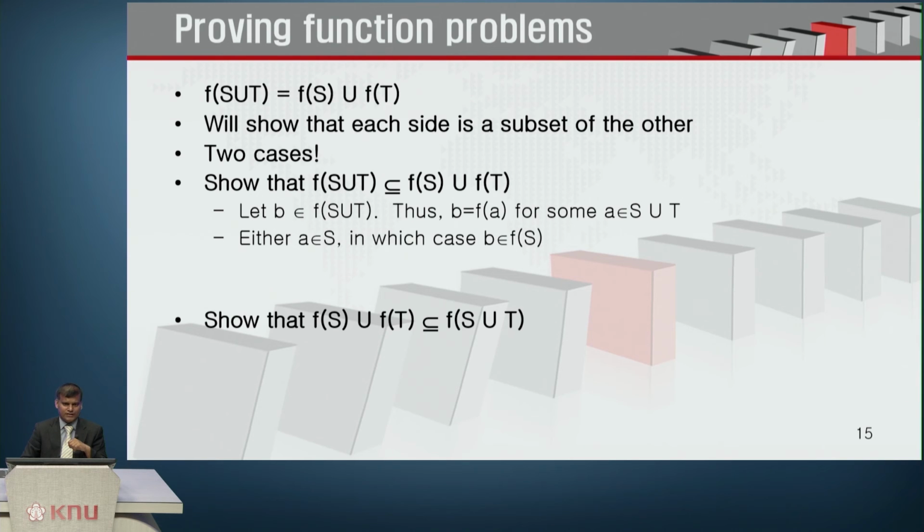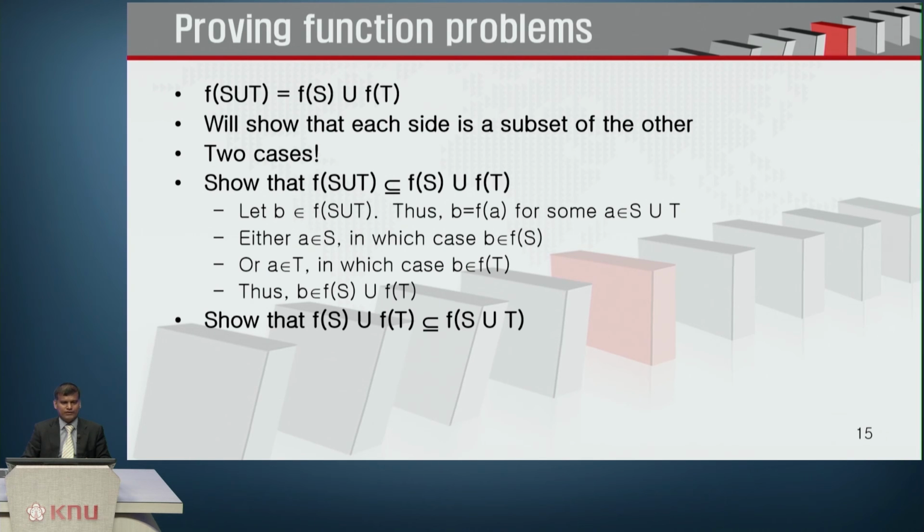Either A is an element of S, in which case B is an element of f of S, or A is an element of T, in which case B is an element of f of T. So thus B is an element of f of S union f of T, because once you know either B is an element of S or B is an element of T, anyway when you are taking the union it becomes definitely part of the union. In either one case it has to be true.